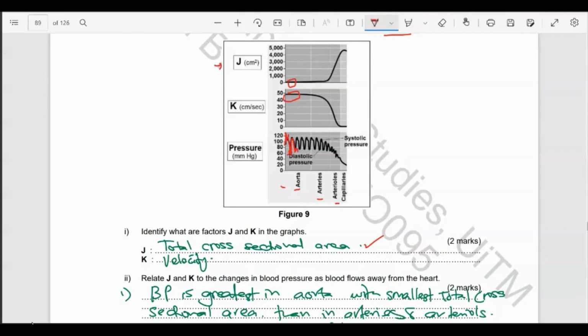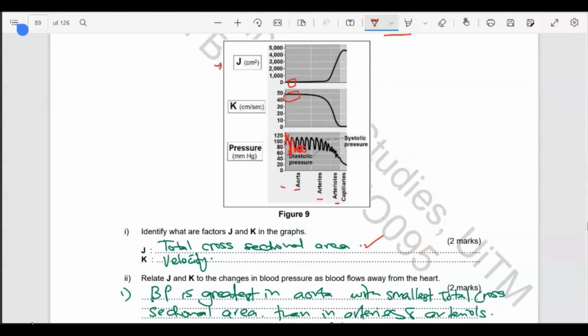Okay, so the bottom of the graph, the part that drops, indicates the diastolic pressure. So systolic, diastolic, systolic and diastolic. Ventricle contracts and then relaxes. Ventricle contracts and then relaxes. Contract to push the blood out of the heart into the blood vessels, into the aorta and then into the arteries and then into the arterioles.